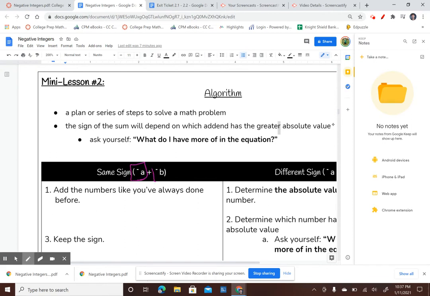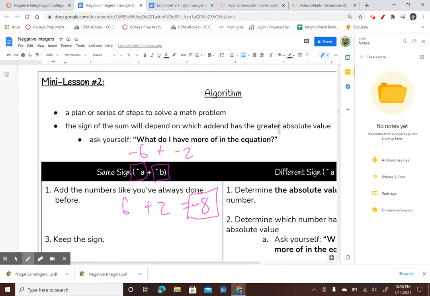If I have, say, -6 and I'm adding -2, well, then I would just add these numbers together like I normally would. 6 plus 2, I would get 8. But since these are both negative numbers, my answer is going to be negative, right? Just think if I owe somebody $6 and then I owe them $2 more, then I owe them a total of $8. So add the numbers before like you've always done and then keep the sign.